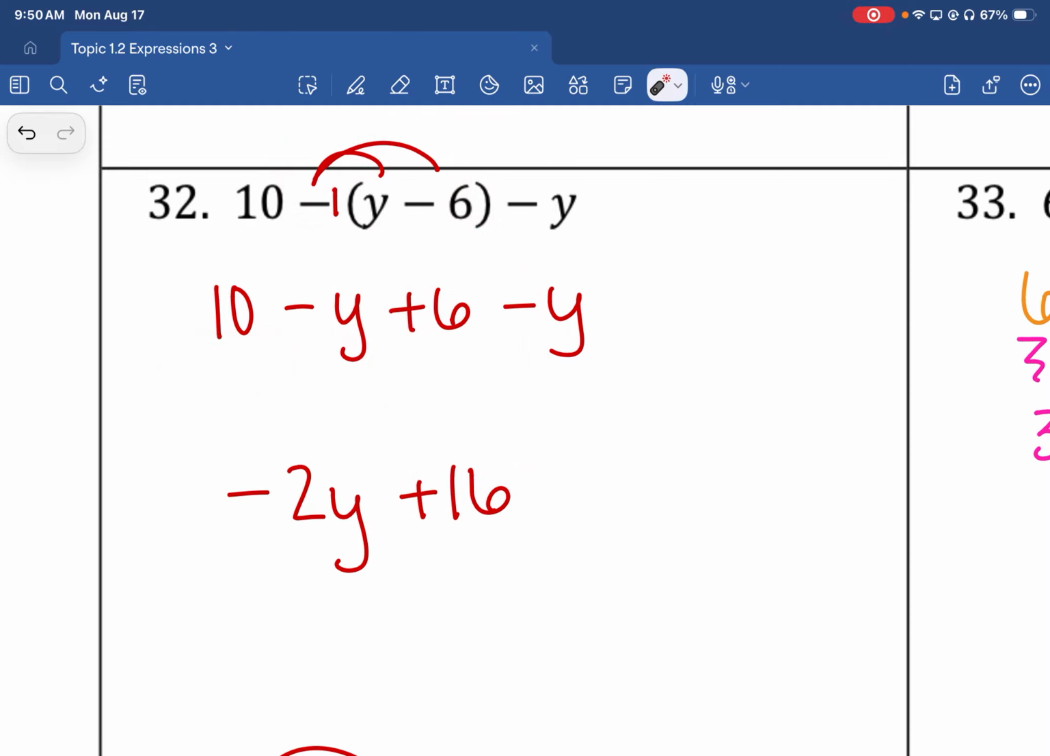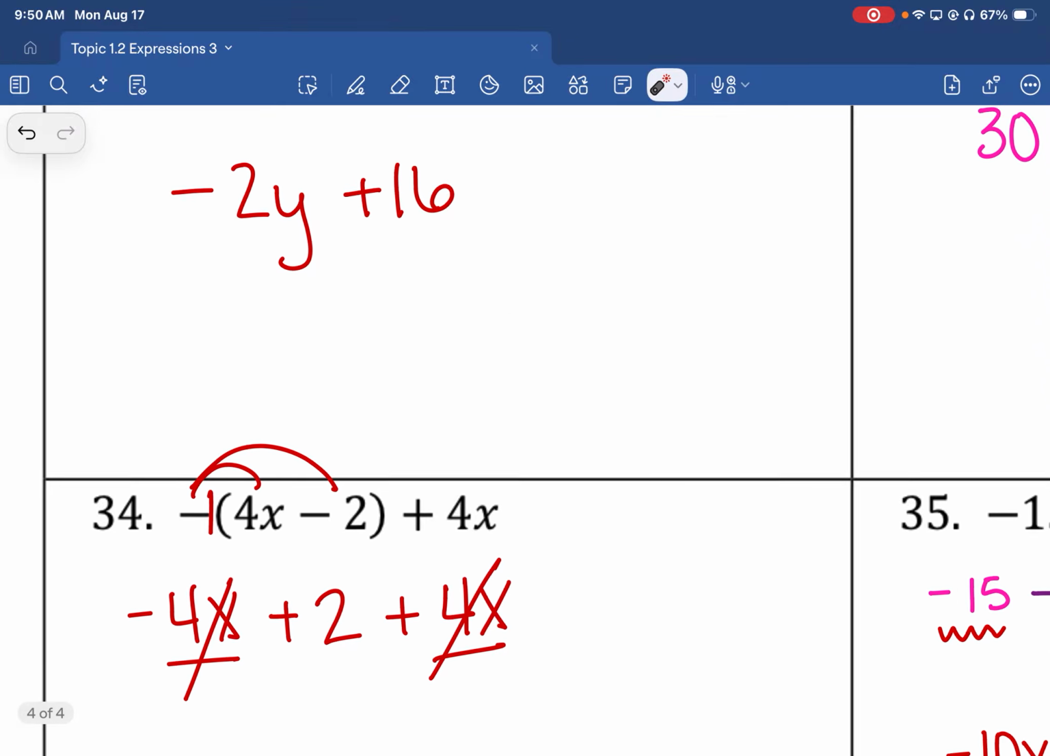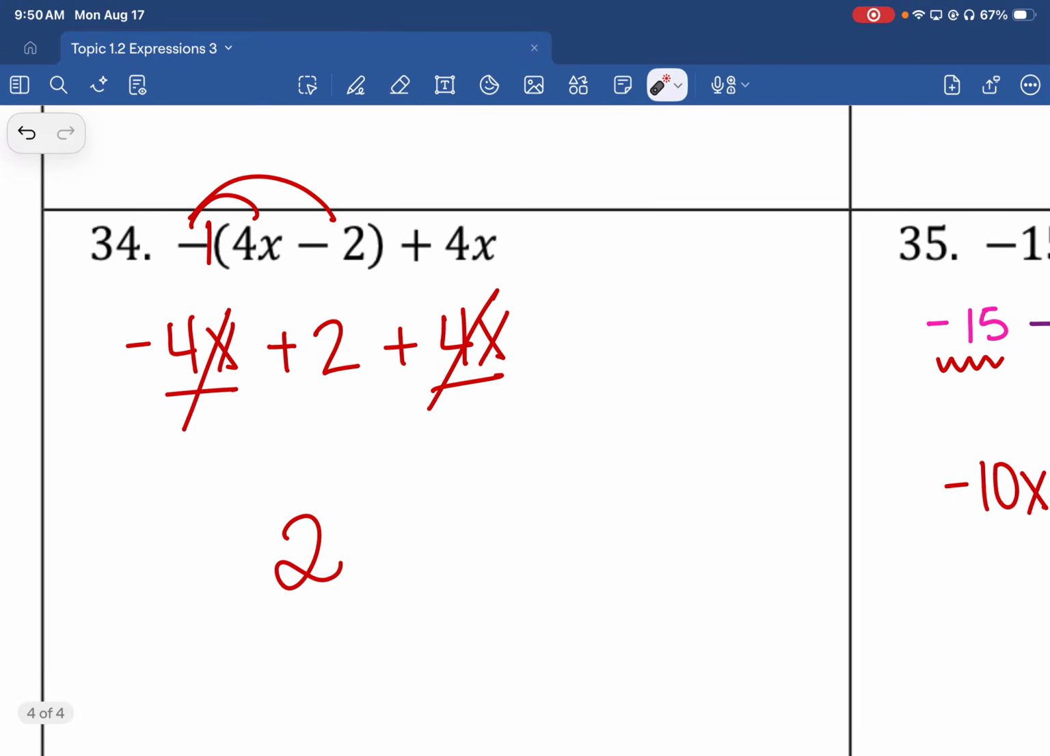All right, for 34, what's the answer? 2. Okay, because we distribute that negative and we get negative 4x plus 2. And that negative 4x and positive 4x cancel out, giving us just 2 as our answer. And we will pick up there tomorrow.